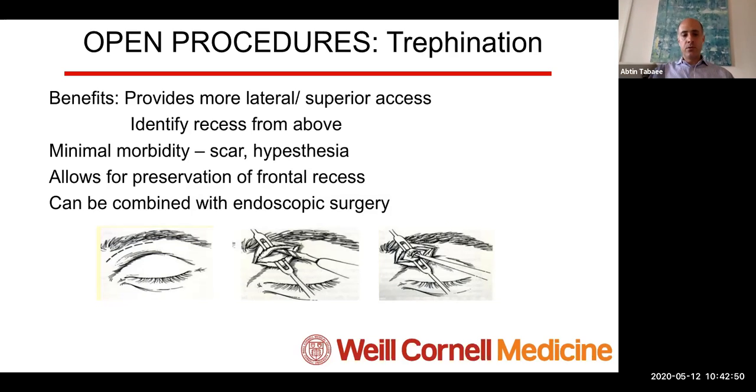This is the Trephination approach. It can be done through a brow incision. You can also do it through a Lynch incision. And the idea here is that you're going to access the frontal sinus cavity itself from above.